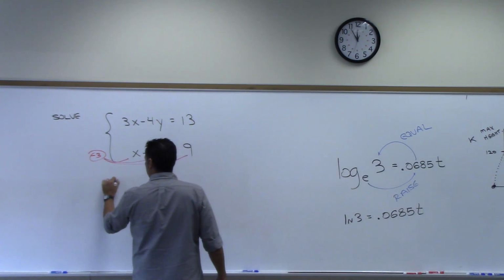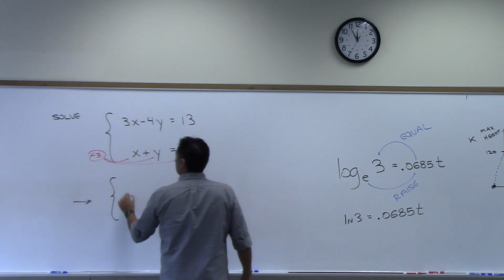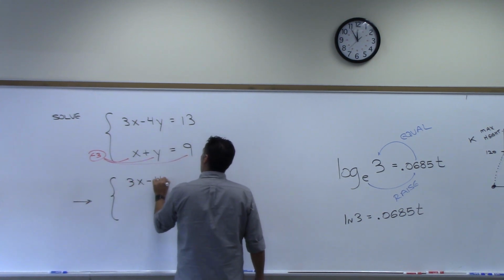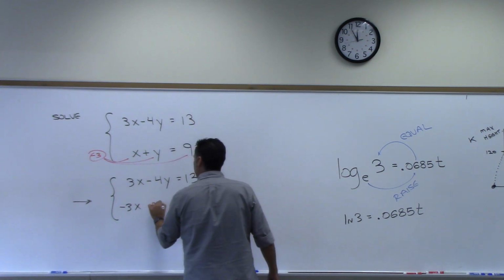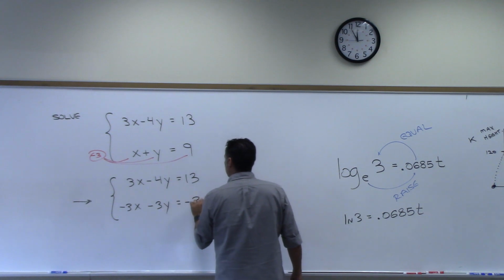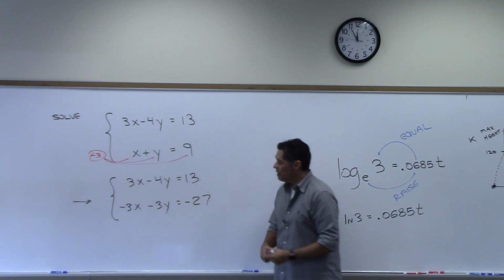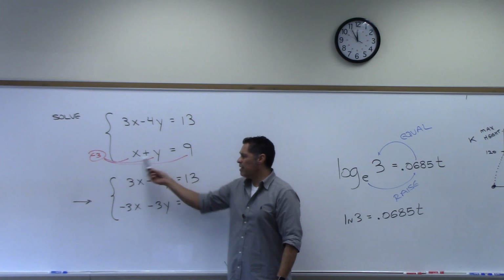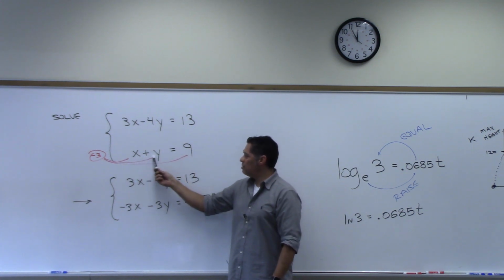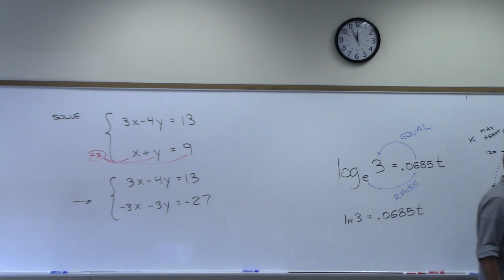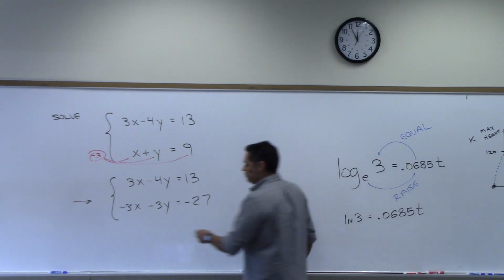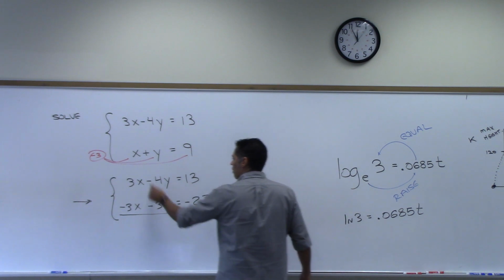All right, so this becomes a new system. It's 3x minus 4y equals 13. And then the other one is negative 3x minus 3y equals negative 27. Biggest mistake I see students make is they mess up with the negative 3. They don't take it all the way through, or they'll take it through these two, but not that one. So make sure it goes through the entire equation, right? Now, if you did it right, if you add the 2 rows down, your x's go away. So make those go away.